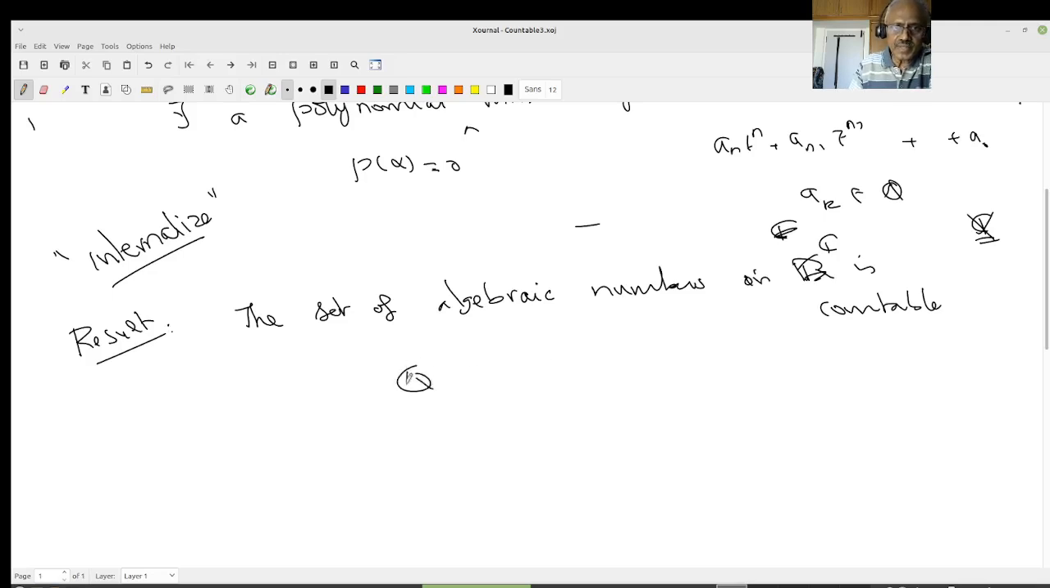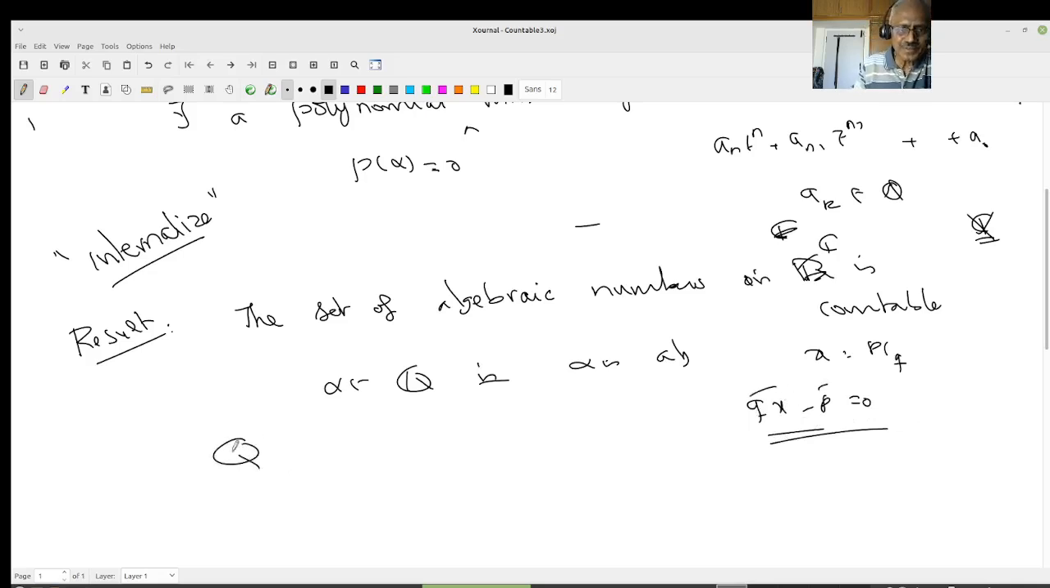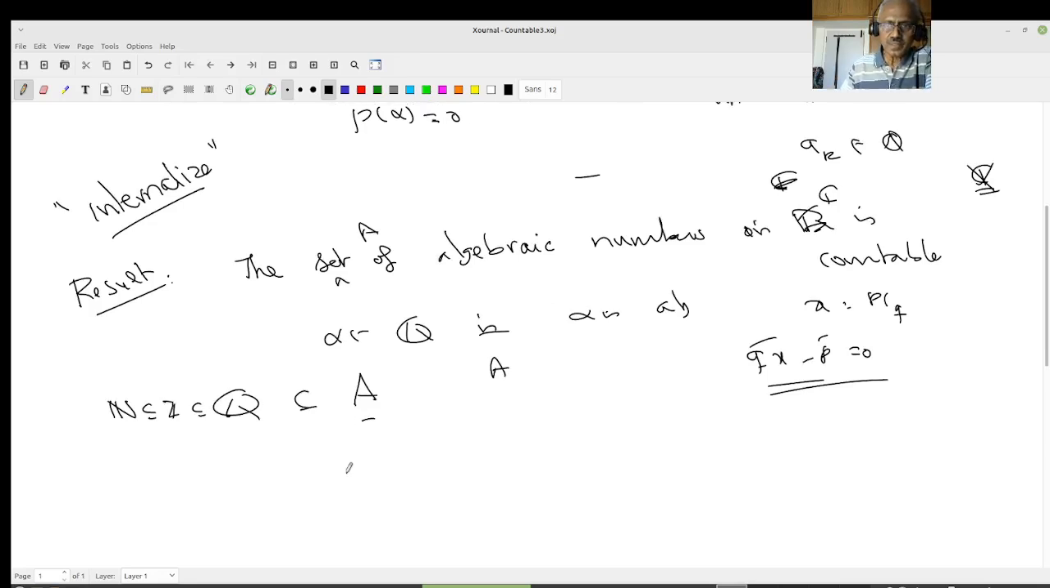Notice that every rational number is algebraic. If alpha belongs to Q, then alpha is algebraic. That is very clear, because if x is p by q, then you simply write qx minus p equal to 0. This is a polynomial with integer coefficients. You see that? Therefore Q is contained in A, let me call it A for algebraic numbers. For example, square root 2 is an algebraic number, because x squared minus 2 equal to 0. So you can see that Q is a proper subset of A.